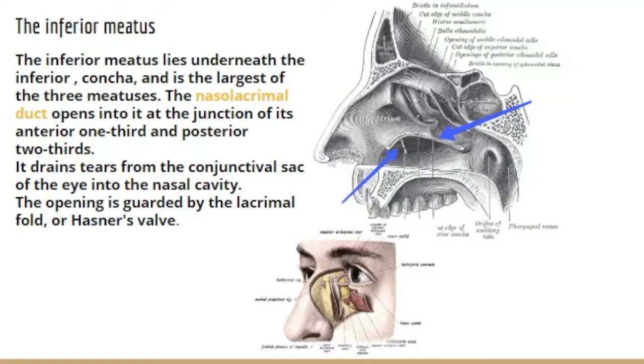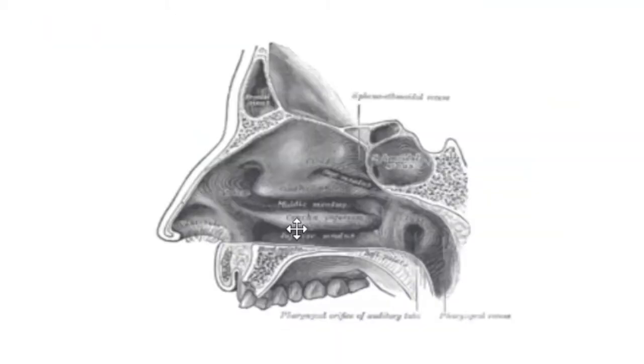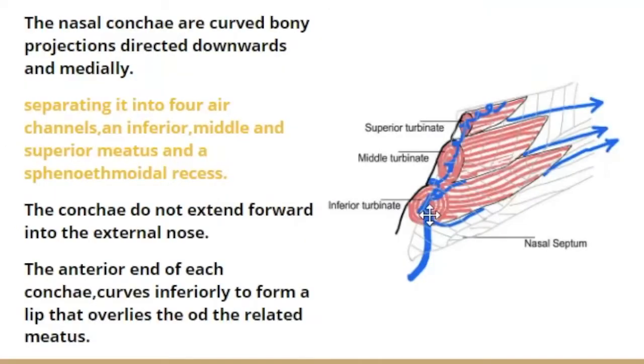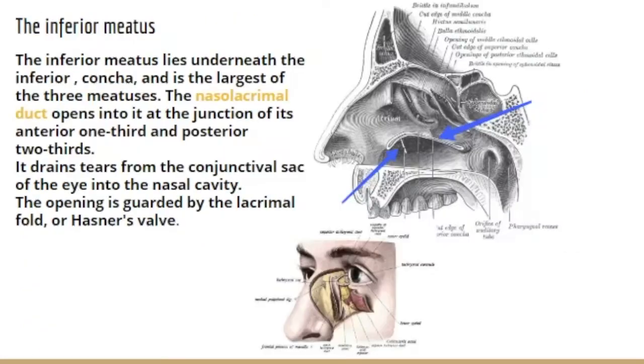Now coming to the inferior meatus, if I were to cut the inferior concha and reveal the inferior meatus, we would notice that it is the largest of the three meatuses, as you can visualize here, the smallest being the superior meatus. And at the junction of its anterior 1/3 and the posterior 2/3 is the opening of the nasolacrimal duct.